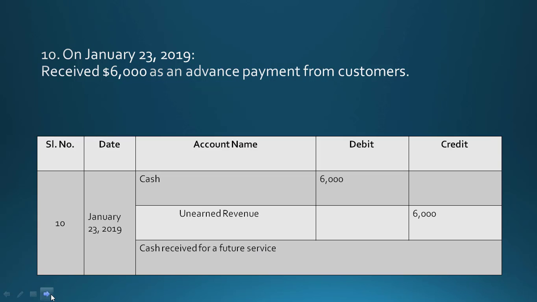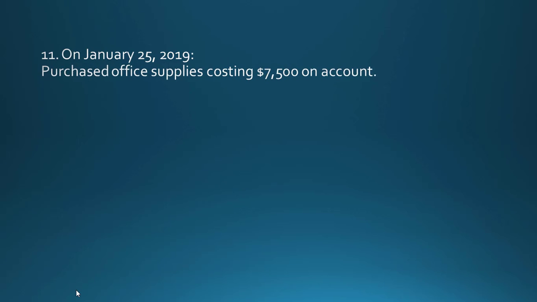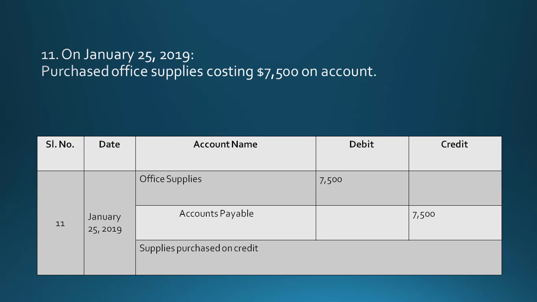So let's see the next transaction. On January 25, 2019, purchased office supplies costing $7,500 on account. So it's pretty simple. Office supplies, as you are purchasing, the asset is increasing of the organization. So you will debit the office supplies by $7,500 and it is on account. So accounts payable will be credited by $7,500. So the journal entry will be office supplies $7,500 debit and accounts payable $7,500 credit.